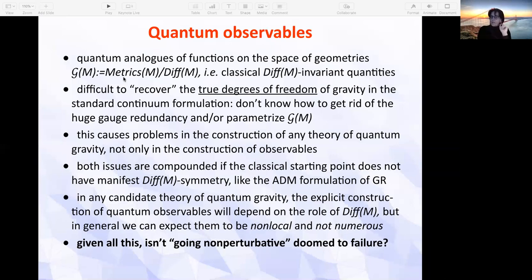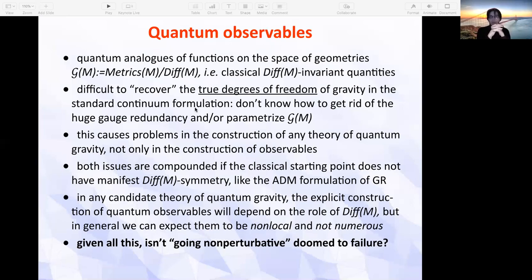This is a difficult mathematical construction to handle. So the full diffeomorphism group, we are talking beyond the linearized theory, has a complicated action on this space of metrics. So we don't actually have a nice way to parameterize this space of true degrees of freedom of gravity, or a good way to get rid of or gauge fix a big redundancy that is inherent in this symmetry under the four-dimensional diffeomorphism group. So that causes problems not just in the construction of quantum observables, but of course in the construction of a theory of quantum gravity in the first place. Say if you're doing a path integral quantization, you somehow have to get rid of all these infinite dimensions in your path integral if you want to have any hope of getting finite results. So it causes problems all over.